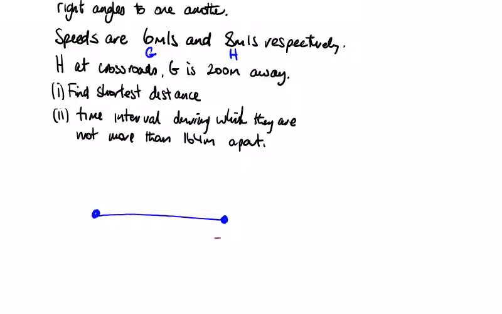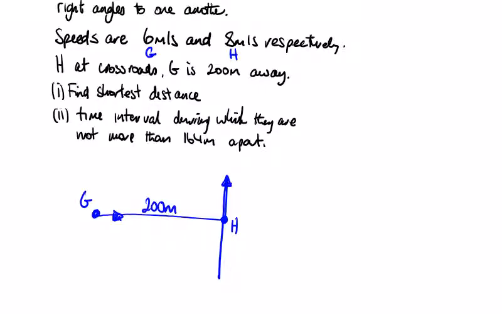Just move it off to the side, and we'll do our y-axis in this direction. So H is here, G is here, 200 meters away. And we have G going in this direction, and we have H going up.